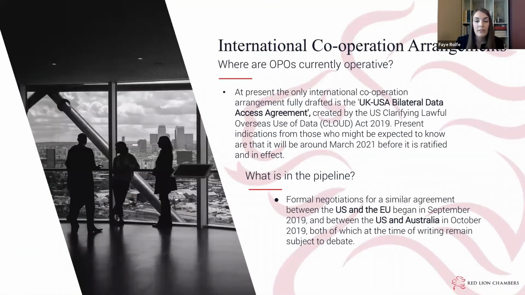So where are overseas production orders currently operative? As at October this year, the only such arrangement that has been finalised is between the UK and the US, and that's called the UK-USA Bilateral Data Access Agreement, which was created by the US Clarifying Lawful Overseas Use of Data Act, better known as the Cloud Act. And in terms of what's in the pipeline, I understand that there are formal negotiations underway between both the US and the EU and between the US and Australia, which still seem to be subject to debate before being finalised.